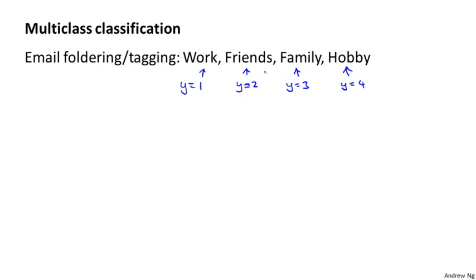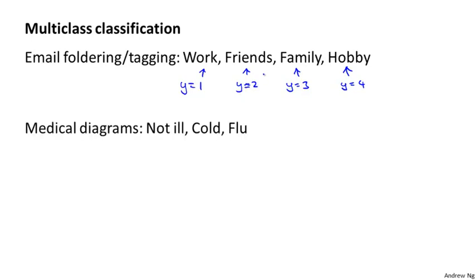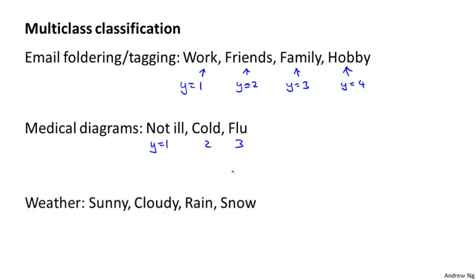And another example, for medical diagnosis, if a patient comes into your office with maybe a stuffy nose, the possible diagnoses could be that they're not ill, maybe that's y equals 1, or they have a cold, 2, or they have a flu. And third and final example, if you are using machine learning to classify the weather, maybe you want to decide if the weather is sunny, cloudy, rainy, or if it's going to be snow. And so in all of these examples, y can take on a small number of discrete values, maybe 1 to 3, 1 to 4, and so on. And these are multi-class classification problems.